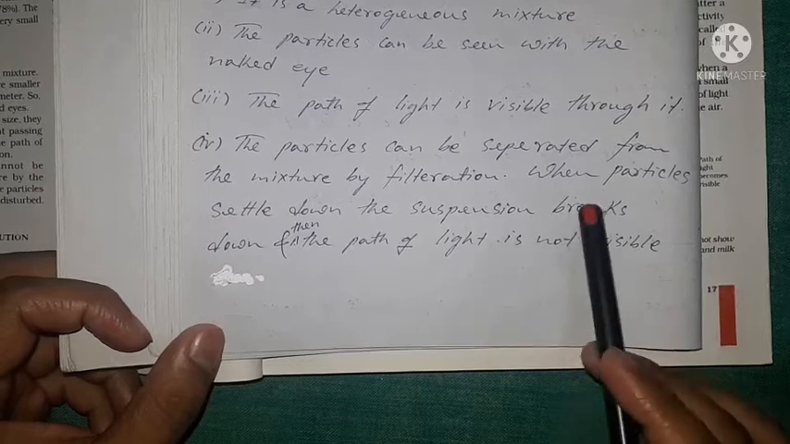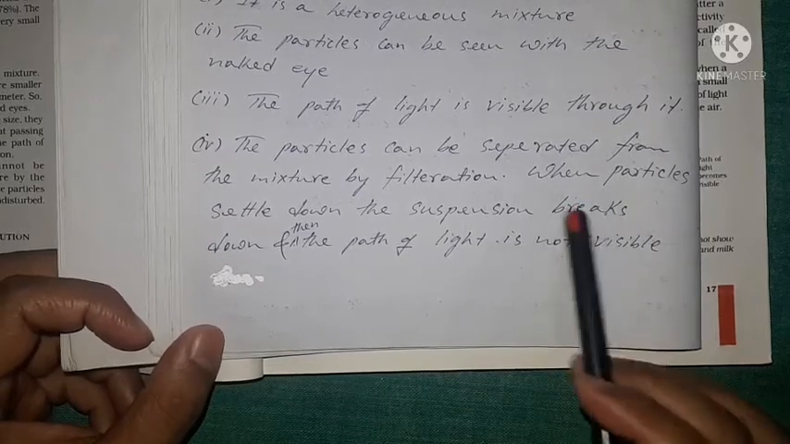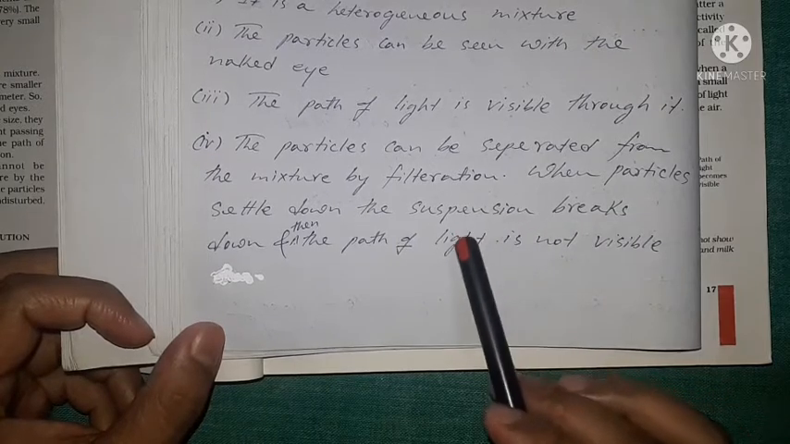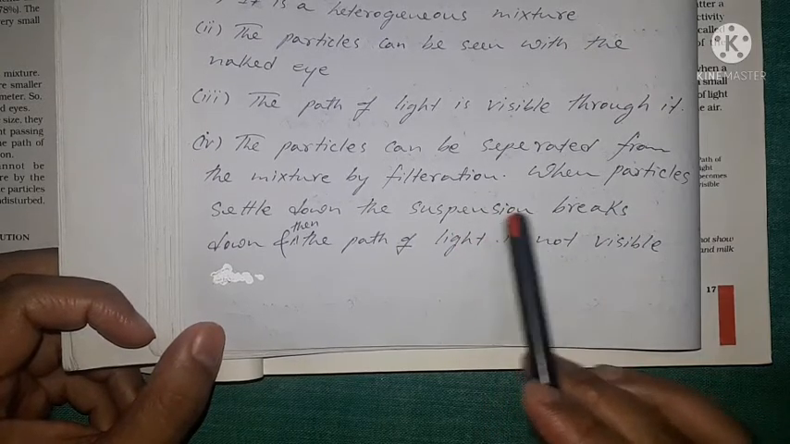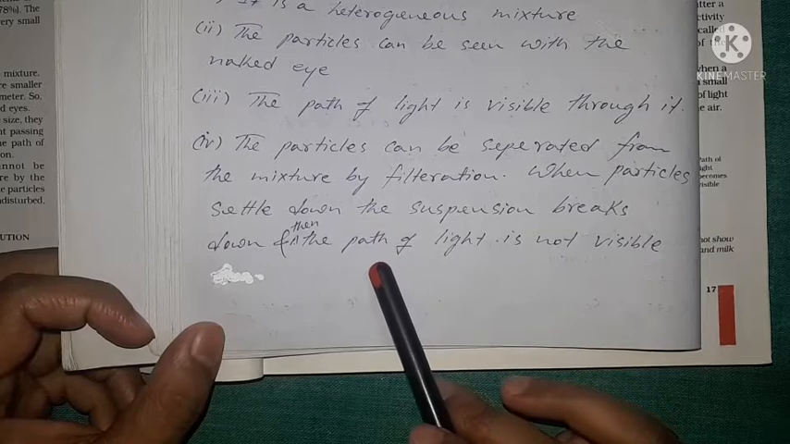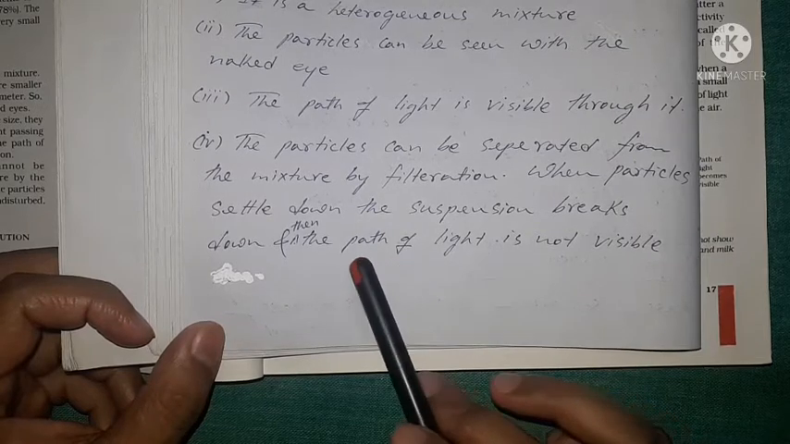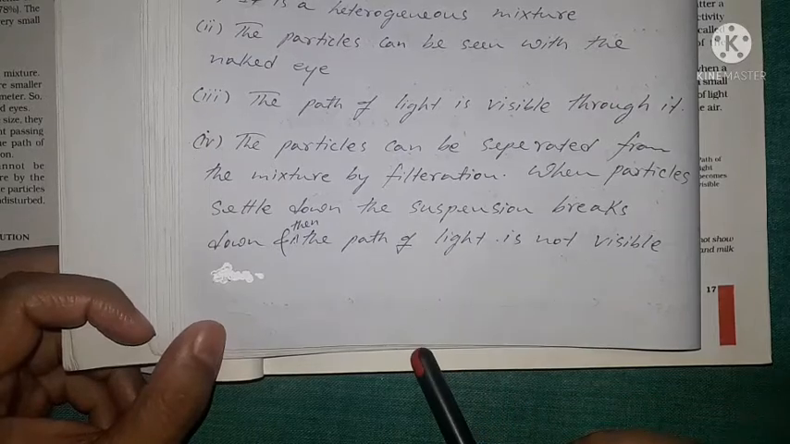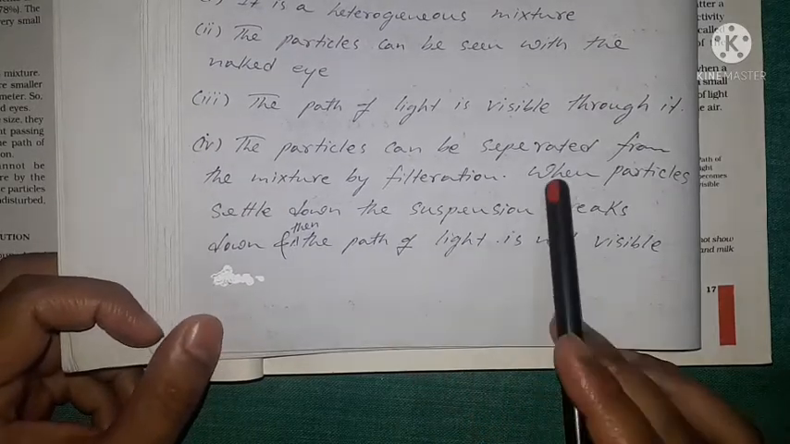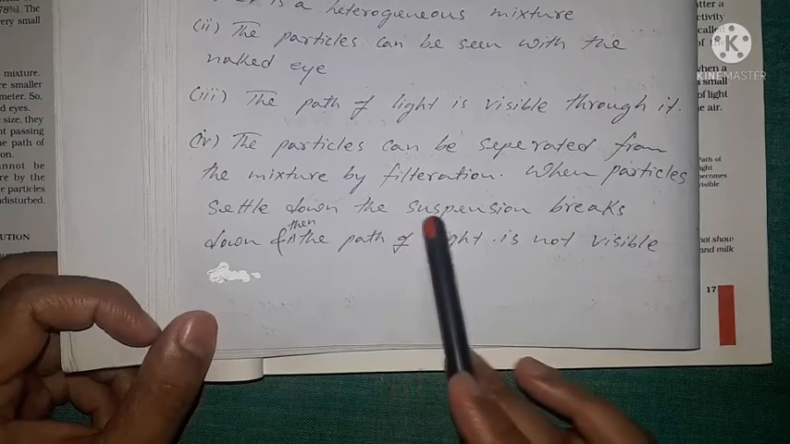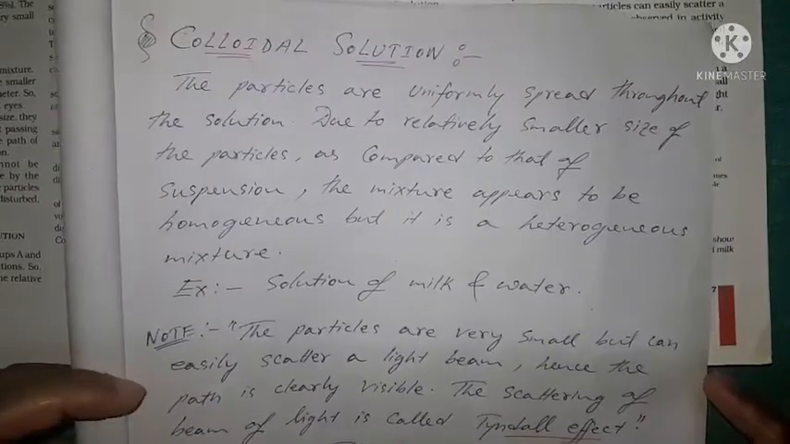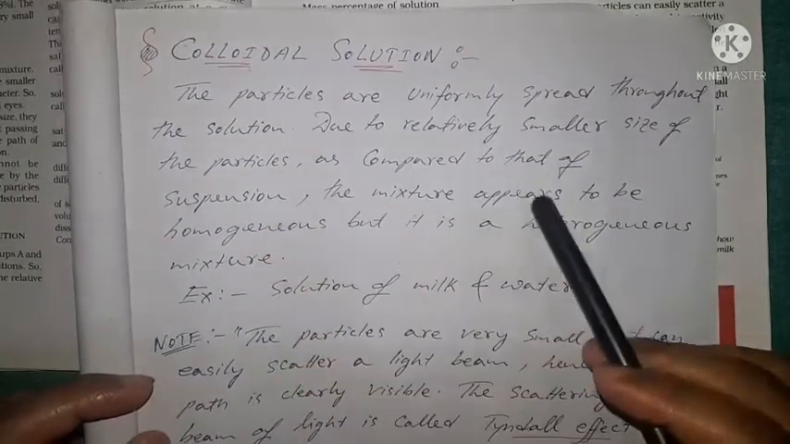So if we keep the suspension for some time undisturbed, after some time all the particles which are floating in the suspension will settle down at the bottom of the vessel, and after that it will become a solution, and then the path of the light is not visible. So it is given that when the particles settle down, the suspension breaks down and then the path of the light is not visible. So the next is colloidal solution.